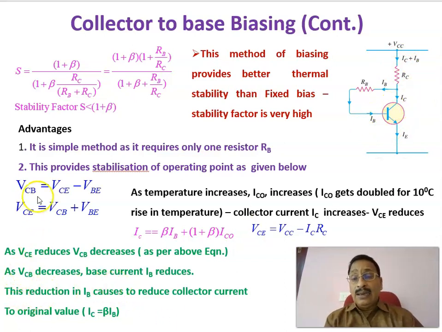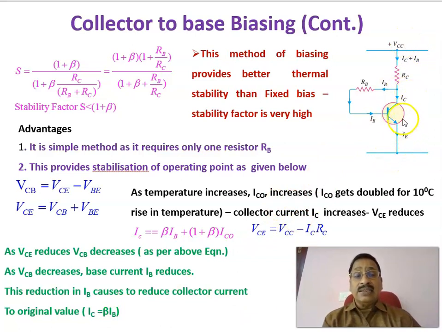Here, explaining again, VCB equals VCE minus VBE, and VCE equals VCB plus VBE. Therefore, as VCE reduces, VCB decreases. And as VCB decreases, the base current IB reduces. This reduction in IB causes a reduction in collector current, because collector current is nothing but IC equals beta times IB. Therefore, because of the increase in IC, there is a reduction in VCE.